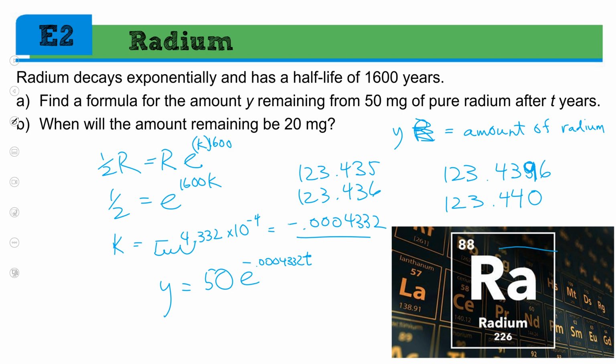Wait, how would you do part B? Would you just plug in 20 for Y? Final amount. Oh, I changed to an hour. Yes, okay. And then, of course, remember when you're doing this, you divide by 50 first before you take the log of both sides, or natural log of both sides.